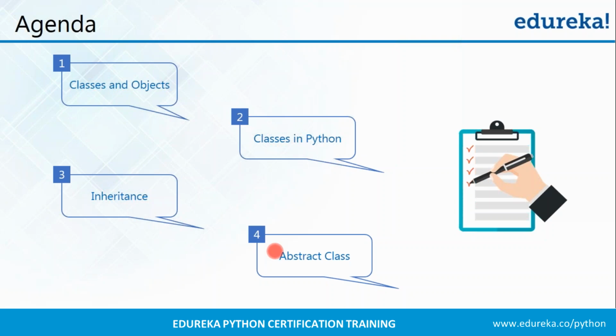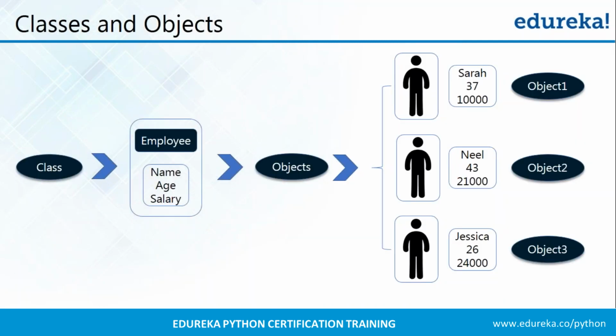So now I'll move forward and we'll see what are classes and objects. So before I explain you classes and objects, I'll tell you Python is an object-oriented language, but it is not completely object-oriented. It has certain procedural functions as well.